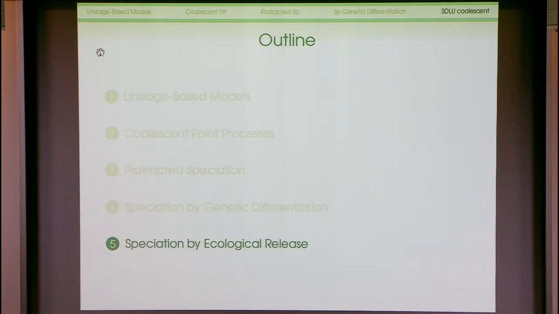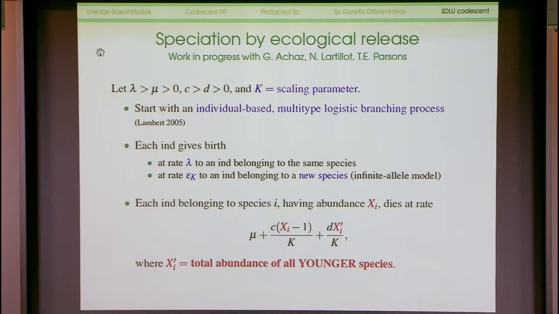Anyway, it's really a work in progress with Guillaume Achaz, Nicolas Lartillot, and Todd Parsons, who is in the audience. Here, the idea is to start with an individual-based multi-type logistic branching process. We assume here that each individual gives birth at rate lambda to an individual belonging to the same species, at rate epsilon k to an individual belonging to a new species, still under the infinitary model. So now really a mutation gives rise to new species. And you also have density dependence.